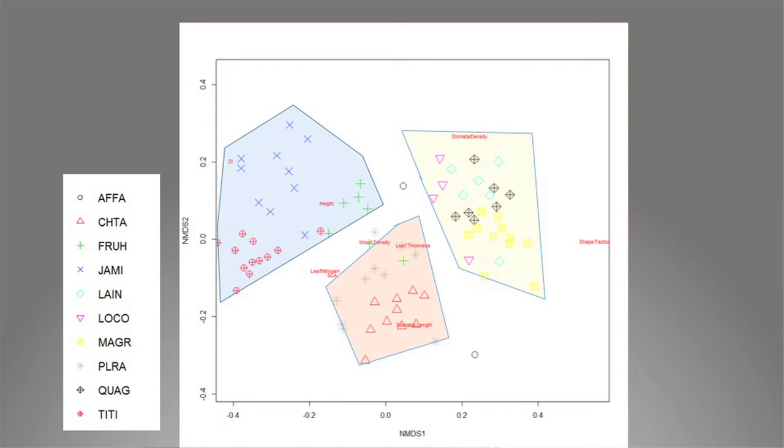This is a multi-dimensional plot. I'm going to spend a minute or so on this because it's kind of a complicated plot, but what we're looking at here is all these individuals and traits in a multi-dimensional space. So the axes here mean very little. What really matters is the closeness of the points.